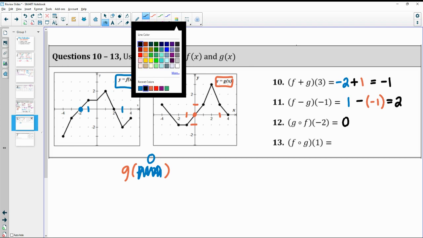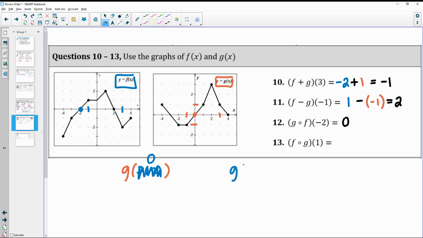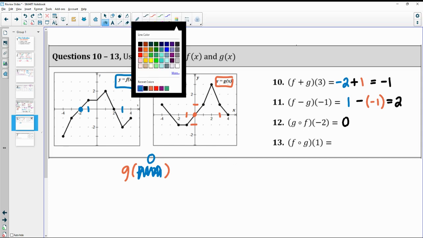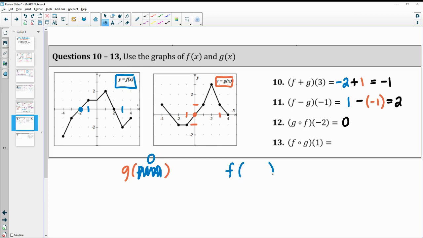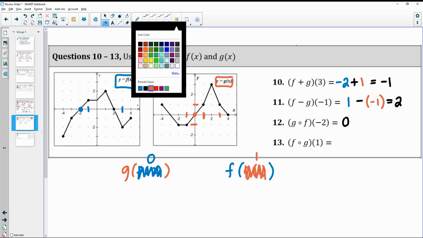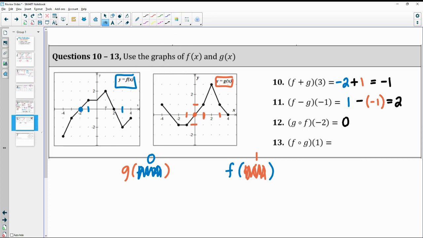For 13, we're going to plug the g of 1 into f. So we're doing f of g of 1. So we'll go to g of 1. So here's 1 on the g function. It gives us back 1. So g of 1 is 1. So then we'll go to the f function and plug in 1. And that gives us back 2.